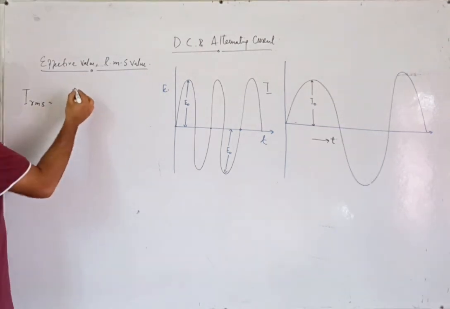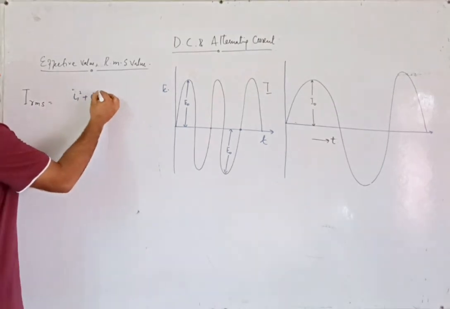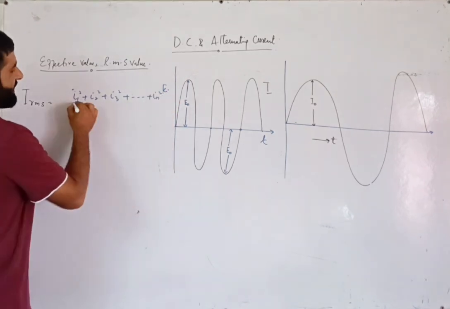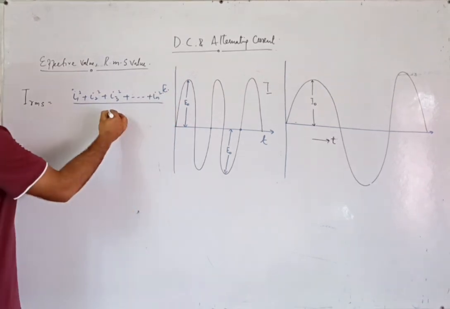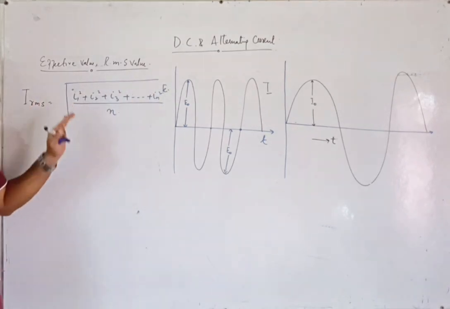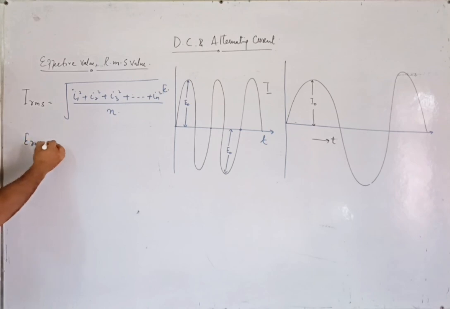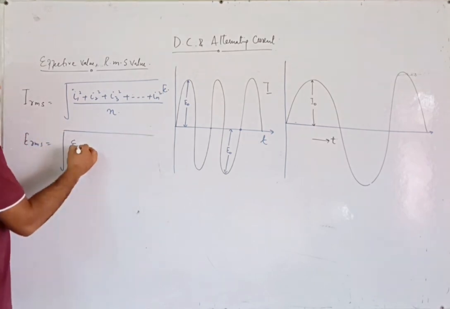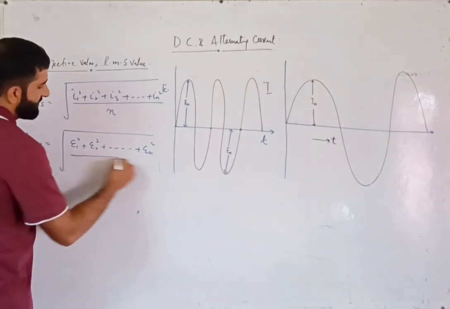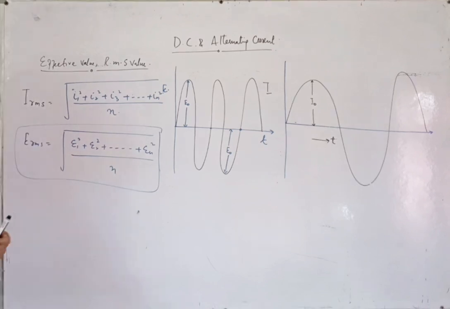So IRMS is equal to, firstly, we do the square of the magnitudes, that is I1 square plus I2 square plus I3 square plus so on to IN square. Then take the mean, that is divide by N, and then take the root. So this is the root mean square value. Similarly, ERMS is equal to the root of E1 square plus E2 square plus so on to EN square divided by N. So this is the root mean square value of voltage, and this is the root mean square value of current.